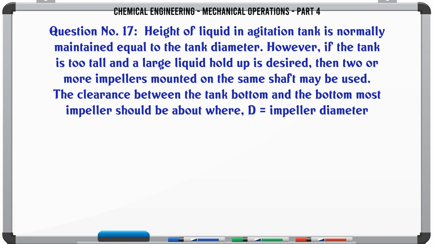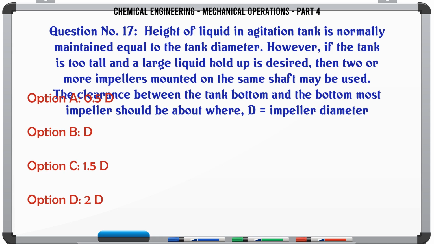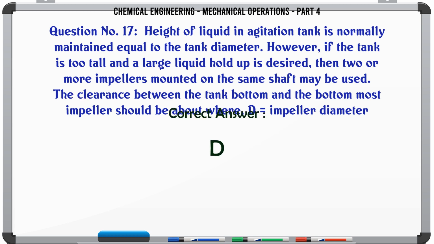Height of liquid in agitation tank is normally maintained equal to the tank diameter. However, if the tank is too tall and a large liquid hold-up is desired, then 2 or more impellers mounted on the same shaft may be used. The clearance between the tank bottom and the bottom-most impeller should be about, where d is the impeller diameter, A. 0.5 d. B. d. C. 1.5 d. D. 2 d. The correct answer is D.